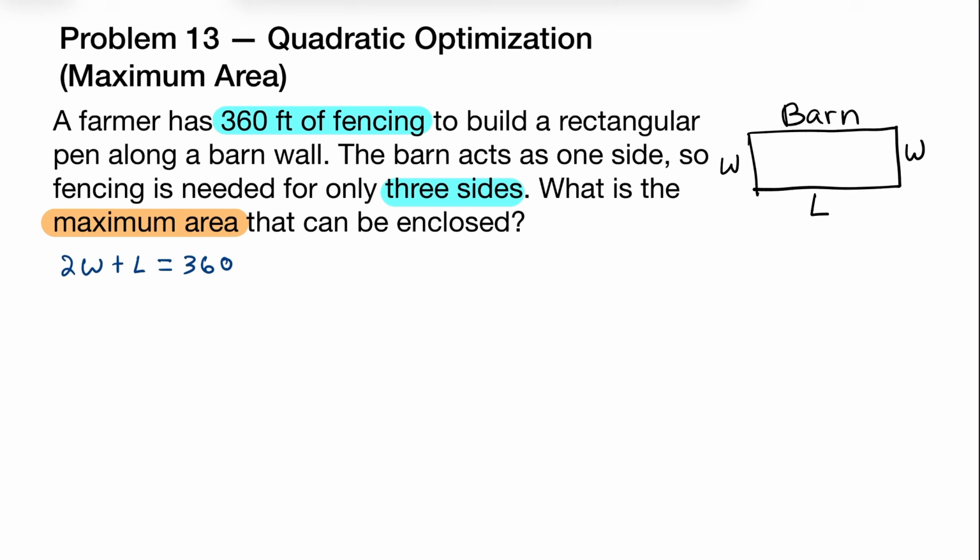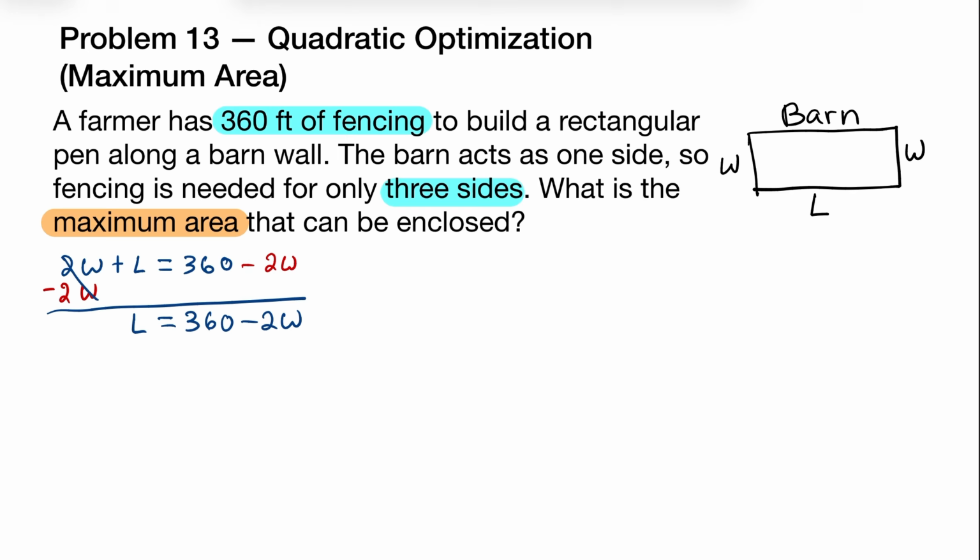Okay, and so now we'll solve for L so we can write everything in terms of W. Let's go ahead and do that. We'll subtract 2W from both sides. And so that gives L equals 360 minus 2W.